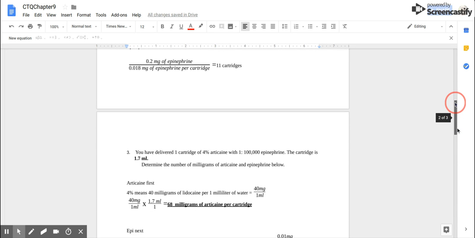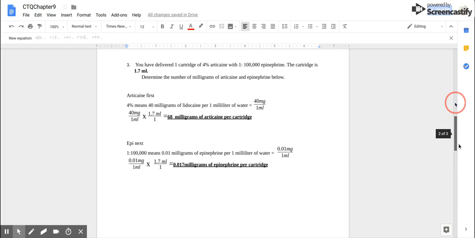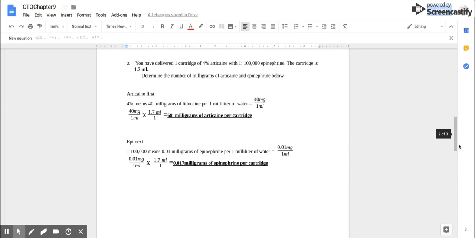Look at this, we're moving right along here. Oh, this is a little tricky. So you have delivered 1 cartridge. Oh, well, that's not the tricky part. 1 cartridge, hooray, right? So we don't have to do that extra step. Of 4% articaine with 1 to 100,000 epinephrine, and the cartridge is 1.7 milliliters. Determine the number of milligrams of articaine and epinephrine below.